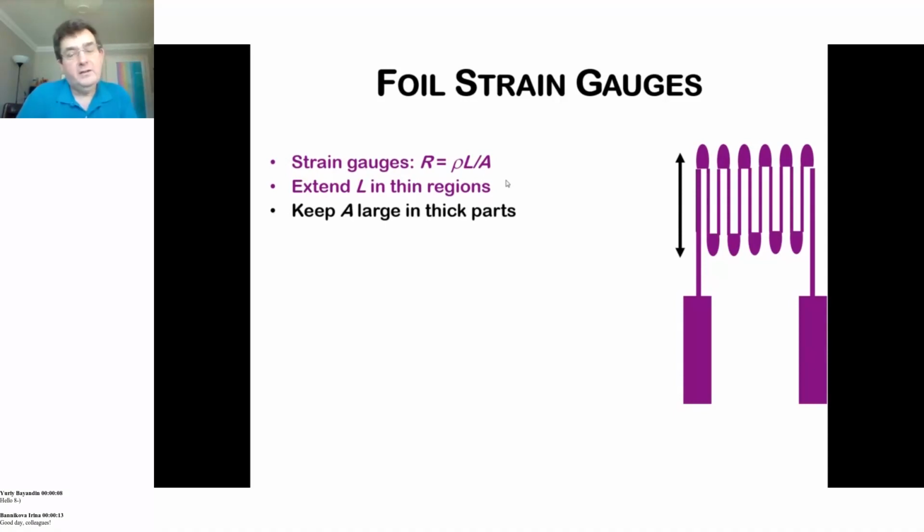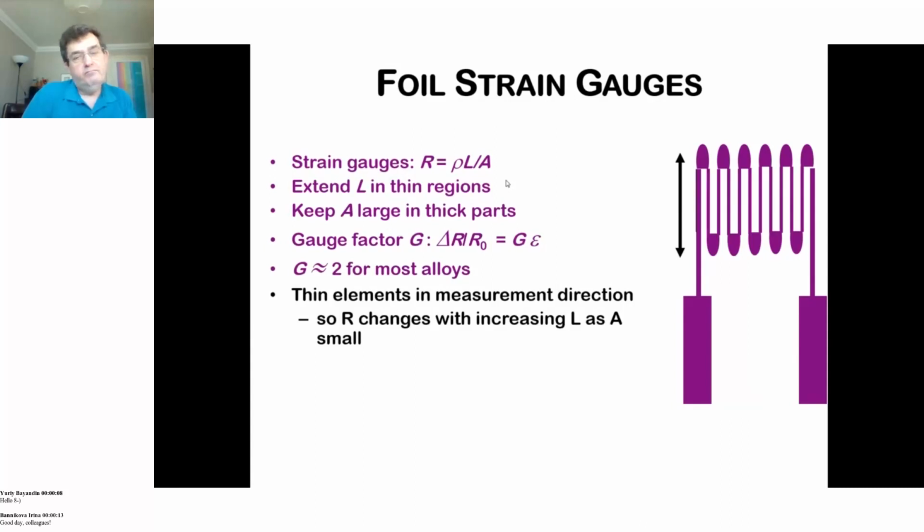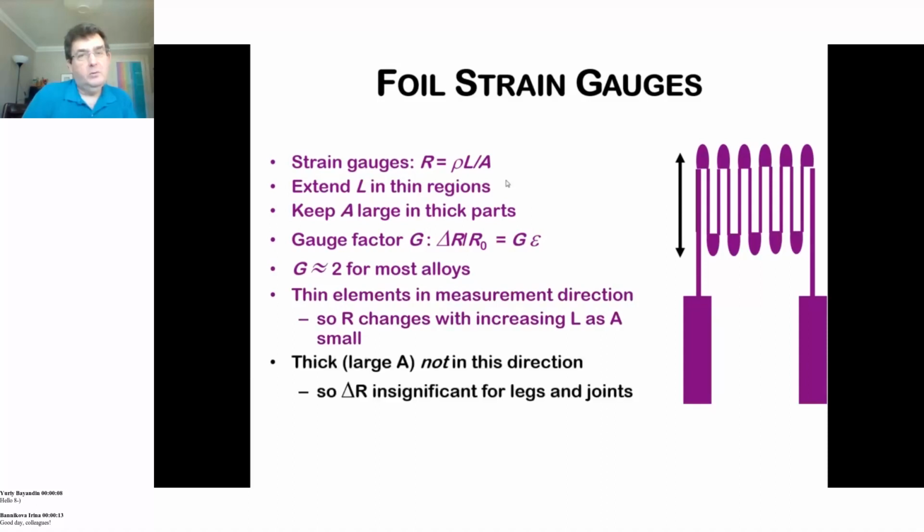And the gauge factor is the change in resistance with change in stress, and therefore strain. G generally has a value of around about 2 for most metals. And basically, the resistance changes with changes in length as the change in area is small. So that's all okay. We can put those gauges into use.